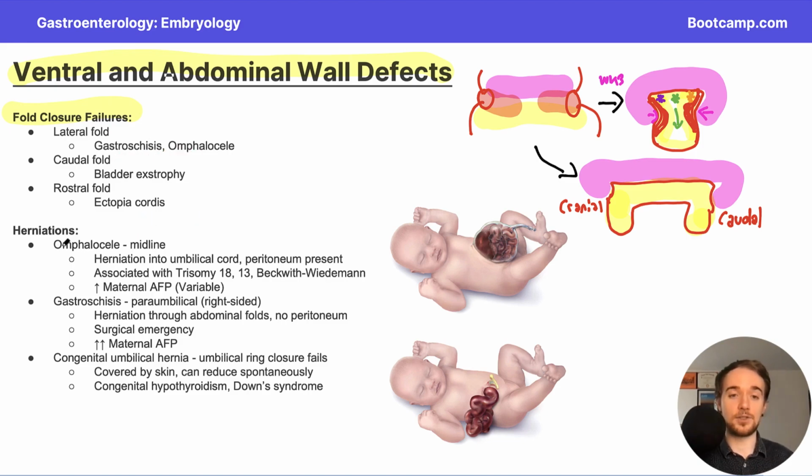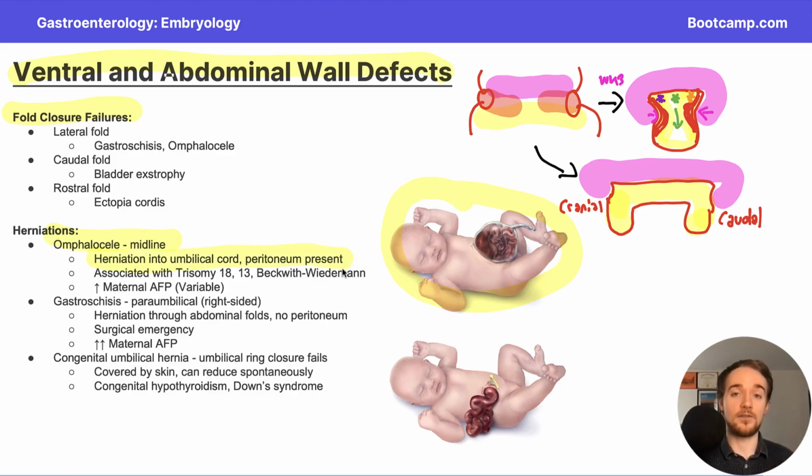So let's get into our major herniations. The first one is going to be omphalocele. An omphalocele is going to present midline because this is a herniation through our umbilical ring into the peritoneal sac right here. This baby here is suffering from an omphalocele. You can see that the intestines are herniated out and they are contained within that peritoneum. So it's a herniation into the umbilical cord with the peritoneum present.